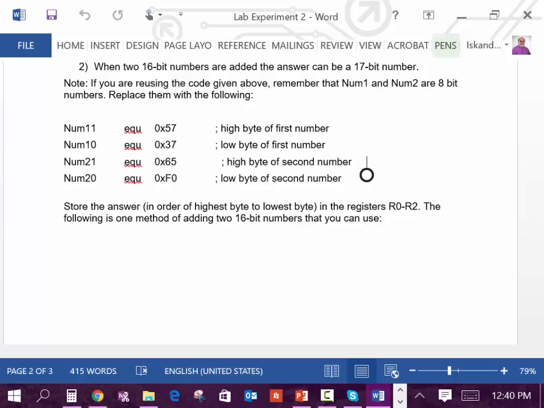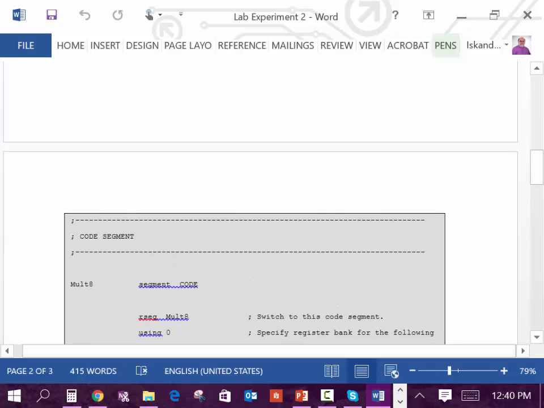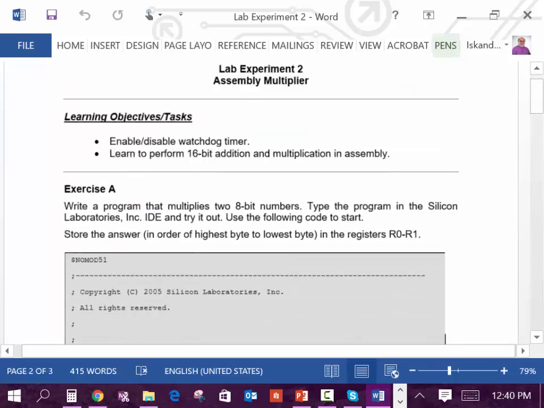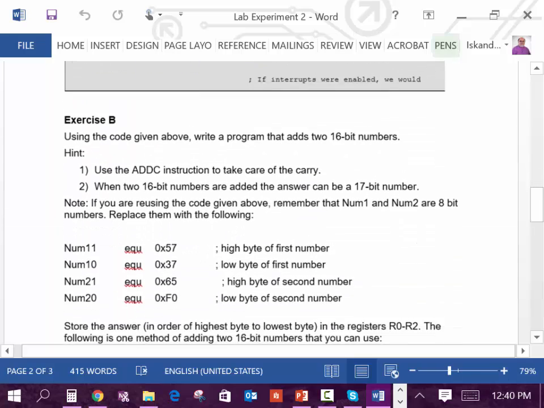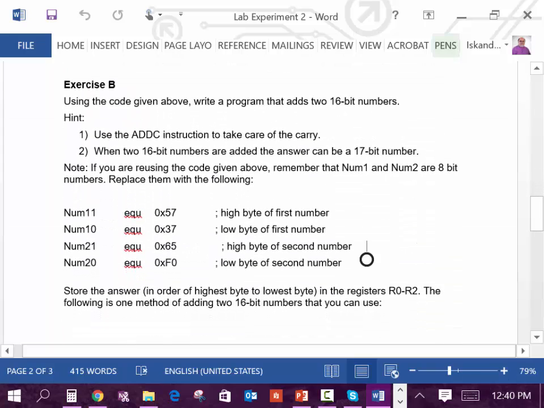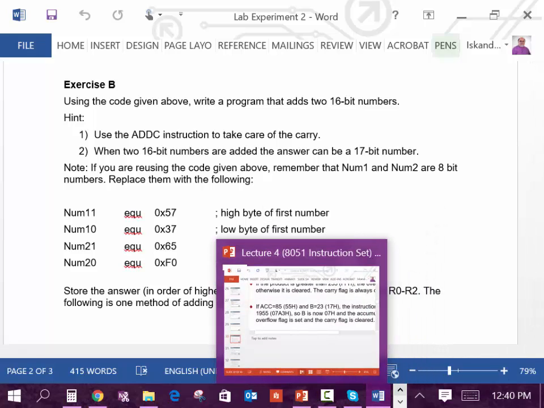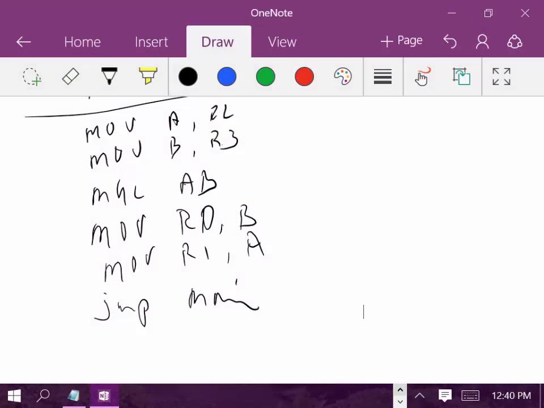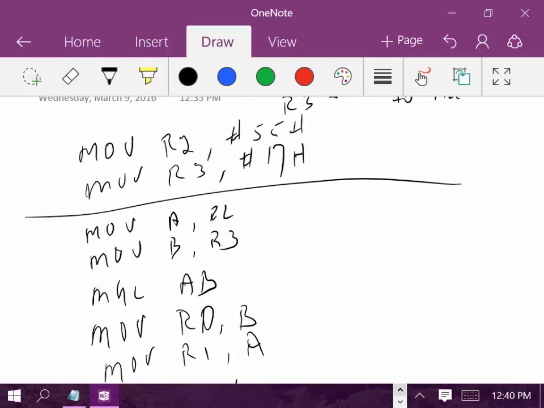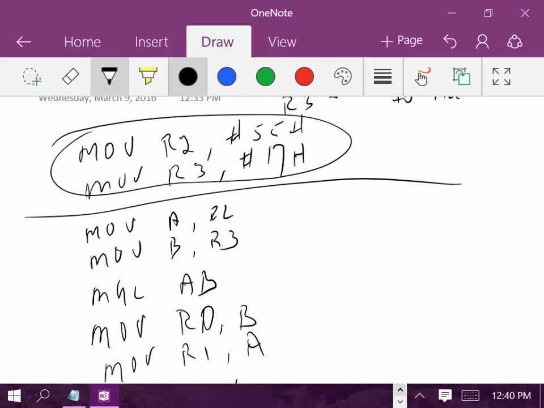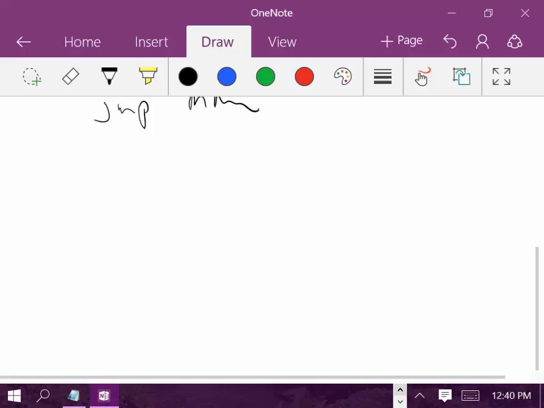If you're reusing your code from above, remember our 8-bit numbers, and replace them with the following. They didn't show it there, but instead of doing the move, you could do the equates and skip those two steps, and just do the equates for that.